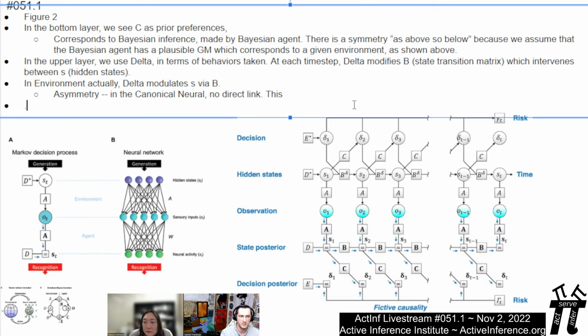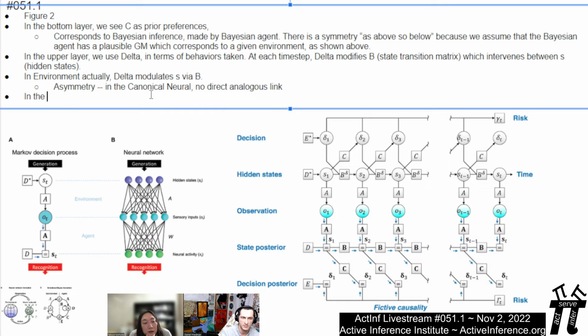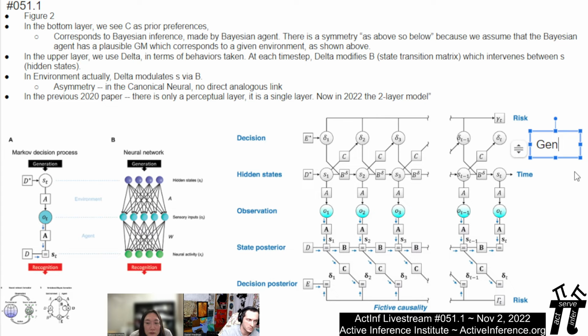This is another story. So in the previous paper, there is only an output layer or the perceptual layer, because we basically consider a single layer feed forward network. So I apologize for some confusion about the network architecture in the 2020 paper. So now, the upper part of this network architecture corresponds to the environmental generative process, and only the lower part corresponds to a single layer, single feed forward neural network architecture. So now, this part is identical to a map from O to S posterior in the 2022 paper.